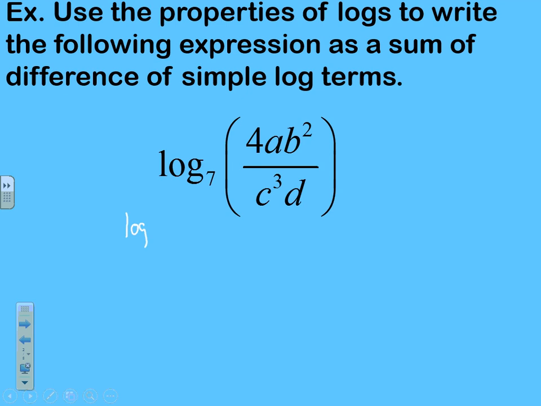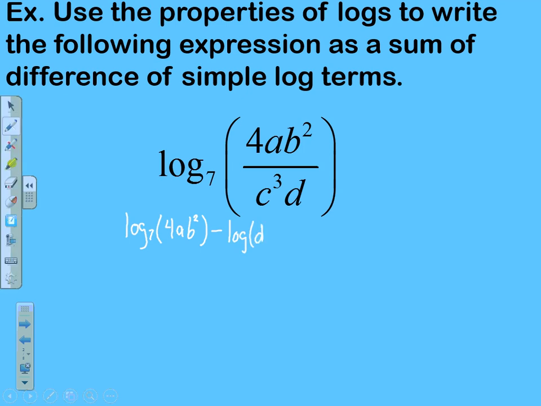So first step, we'd say log base 7, and I'm going to just take everything in the numerator, the 4, the a, and the b squared, and I'm going to subtract whatever is in the denominator. So I'm going to say minus the log of, let's keep it in the same order, c cubed times d. Okay. Now, in the parentheses on the left and in the parentheses on the right, the 4, the a, the b squared, the c cubed, and the d, all of those things are being multiplied to each other.